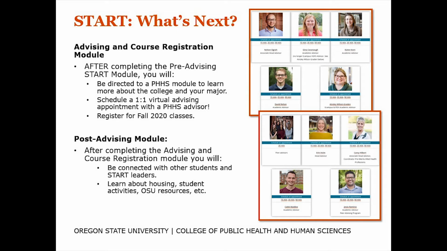So after completing the pre-advising module in START, you move on to the advising and course registration module and the post-advising module. So for the advising and course registration module, you will be directed to a College of Public Health and Human Sciences module where you'll learn more about your college and your major. You'll schedule a one-on-one virtual advising appointment with your advisor, and you'll be able to register for fall classes. On the right-hand side of the screen, you'll see a series of photos. These are of all of our advisors in the College of Public Health and Human Sciences.